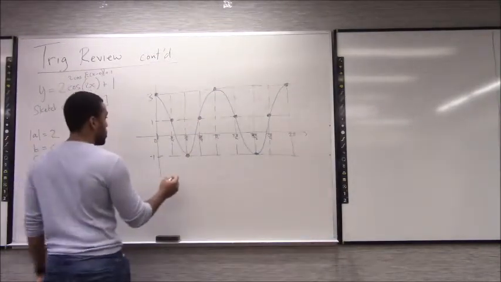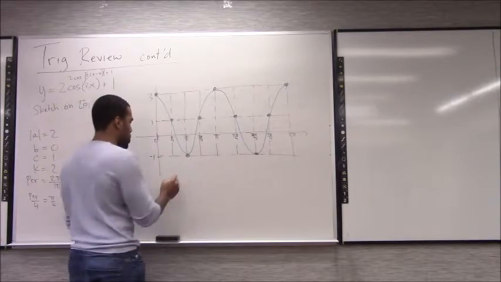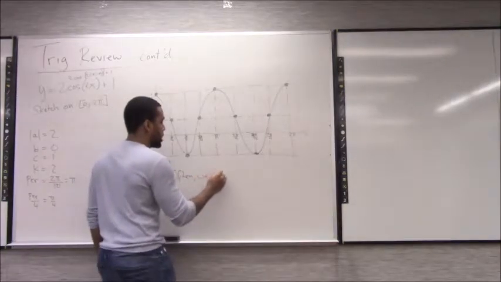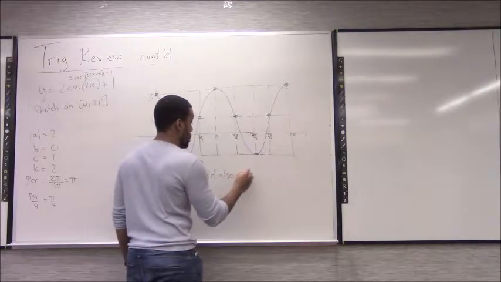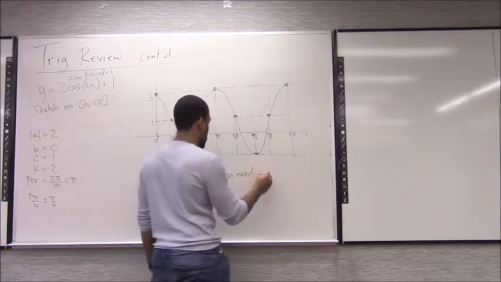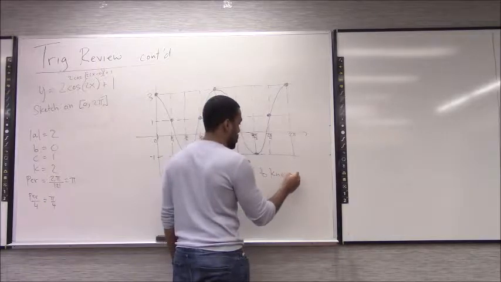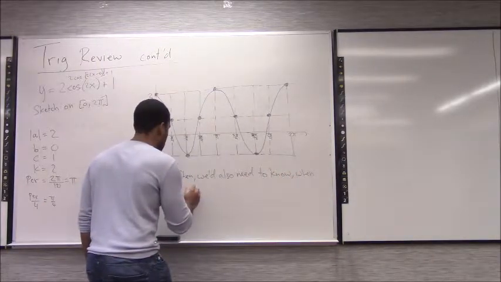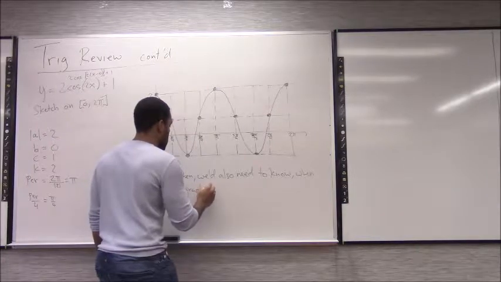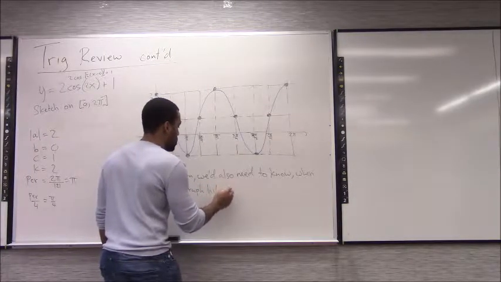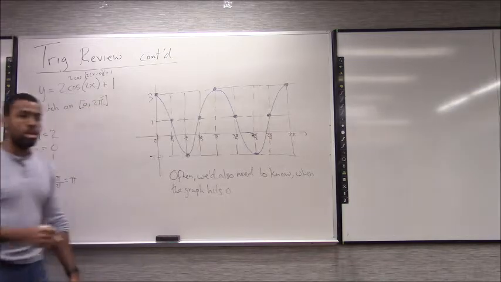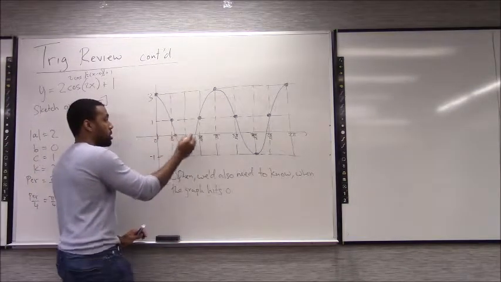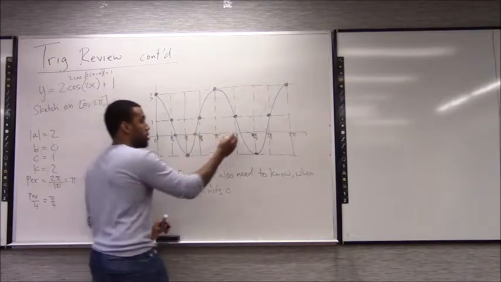Often, pretty much always, especially in the future, we'd also need to know, and it's going to be very important to know, when the graph hits 0. As in, what are the x-intercepts of this graph? So that would be points like here. These will be points of interest.